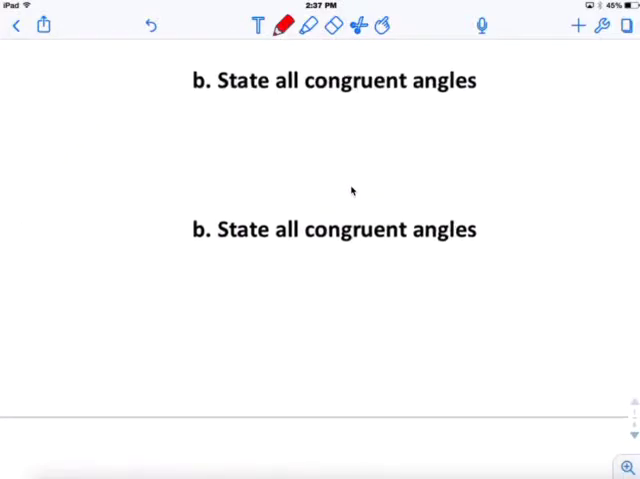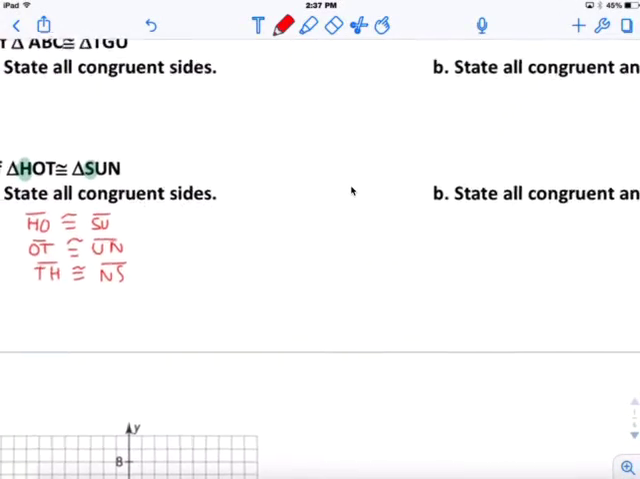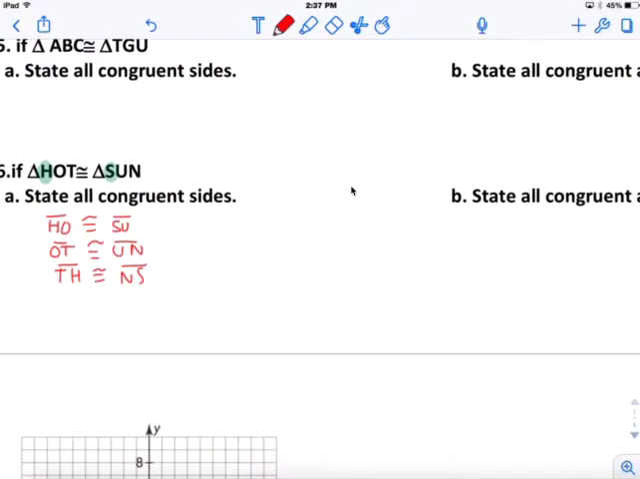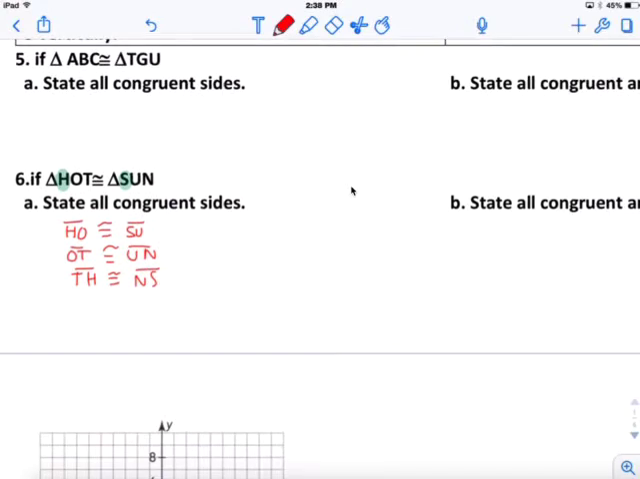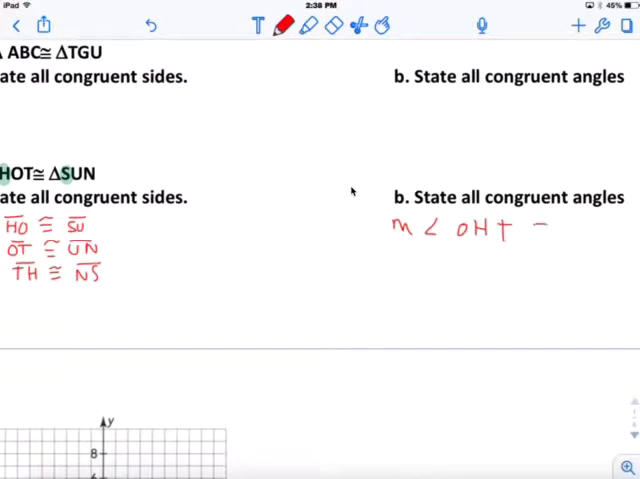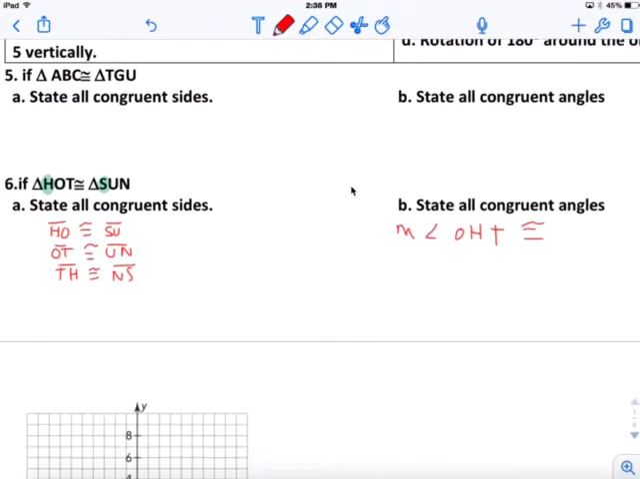All congruent angles, let's see. Angle H. Here's how I do it: measurement of angle H. H is in the middle, O, and then T is congruent to, okay, H is correlated to S. S is in the middle. I put O next. So O is U, and then N. Like that.